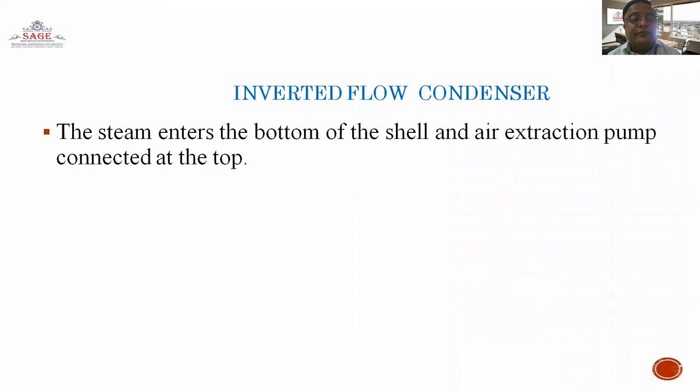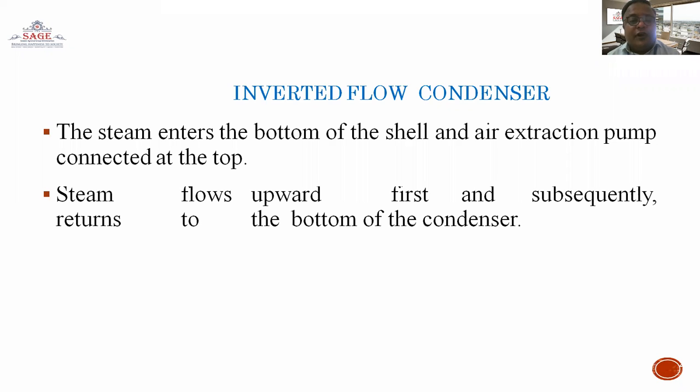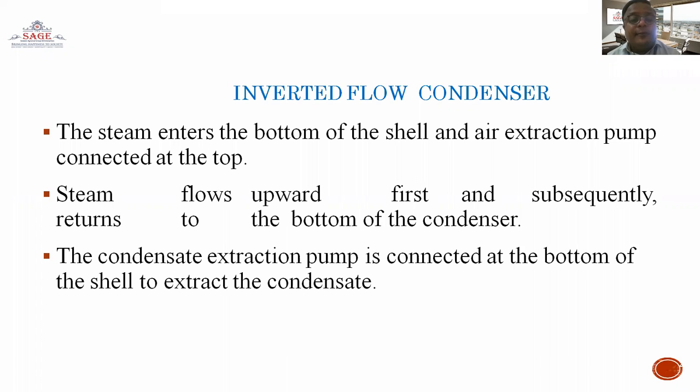Inverted flow condenser: the steam enters the bottom of the shell and the air extraction pump is connected at the top. This is the main fundamental of the inverted flow condenser. Steam flows upwards first and subsequently returns to the bottom of the condenser. Steam जो है ऊपर की तरफ जाती है पहले और subsequently उसको bottom के side में उसको return किया जाता है. The condensate extraction pump is connected at the bottom of the shell to extract the condensate. Condensate को collect किया जाता है through the bottom side.